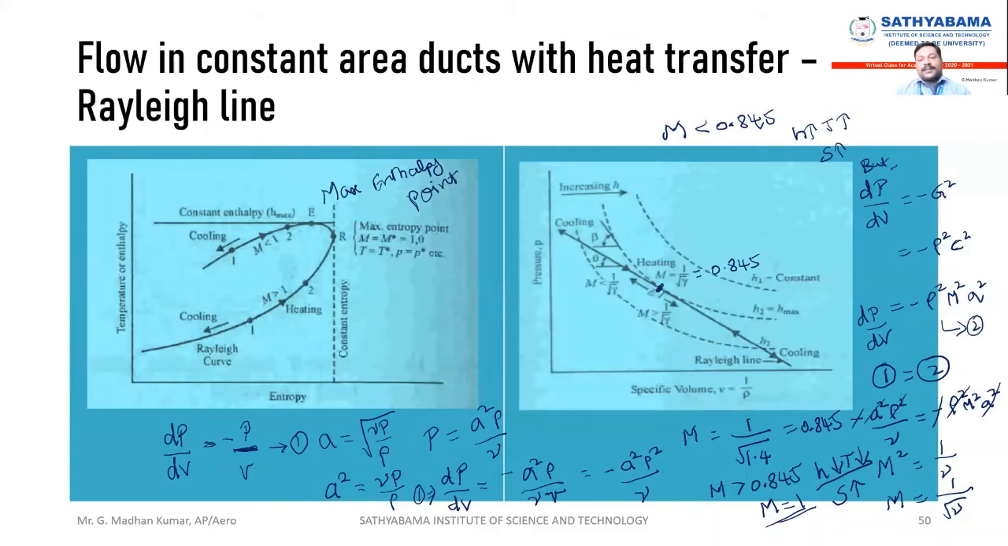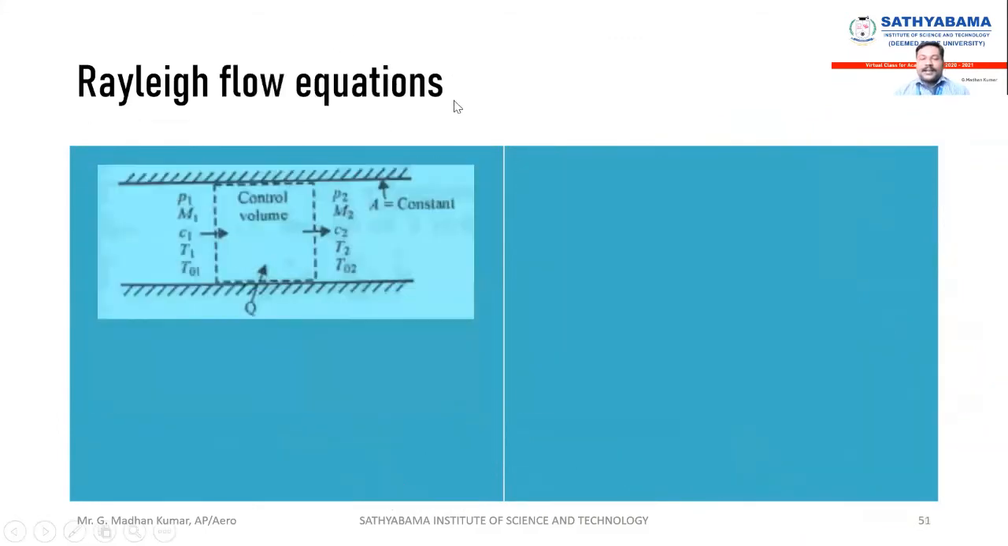So this is nothing but Rayleigh flow. Next we will see the Rayleigh flow equations in more detail. To simplify the Rayleigh flow equations, we consider a control volume. On the left hand side the properties are pressure, Mach number, velocity, T1, T0, and on the right hand side we have pressure, Mach number, velocity, temperature and the stagnation temperature. The difference between Fanno flow and Rayleigh flow is that here heat is added. Only heat is getting added.